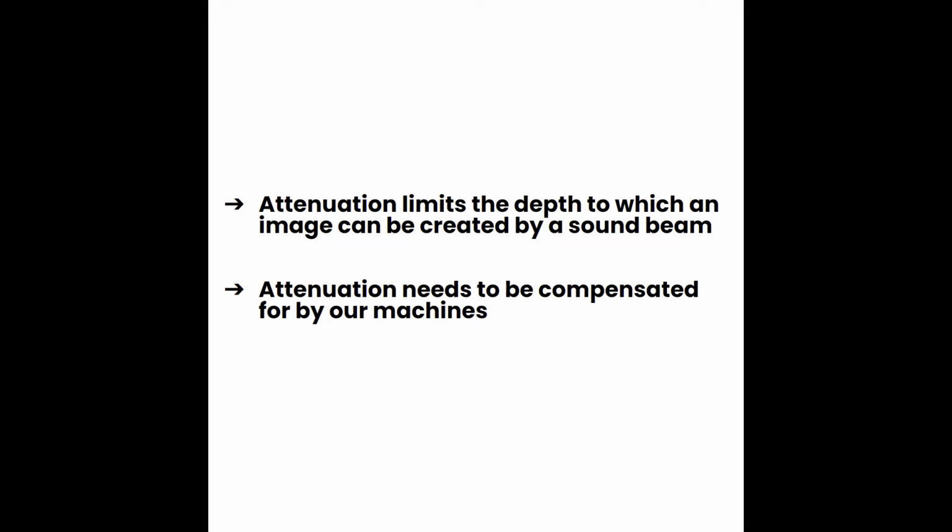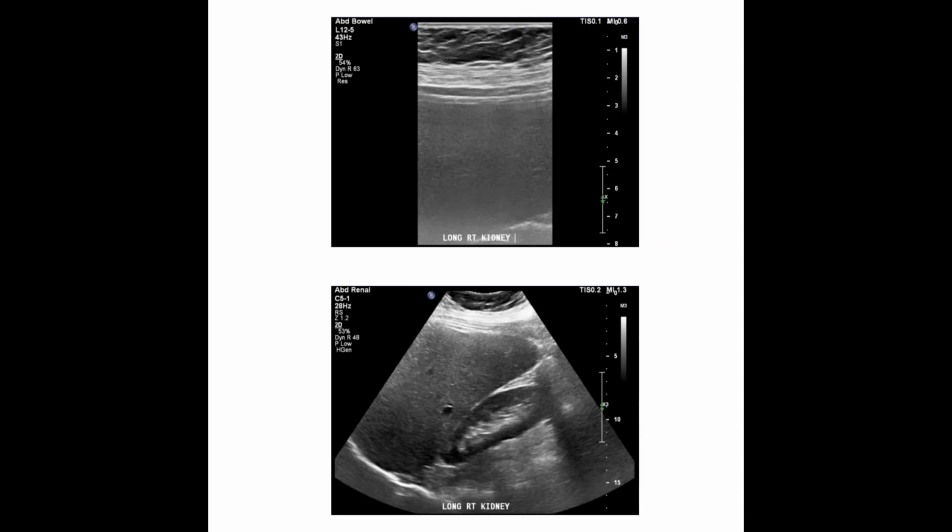There's only so much energy within the sound beam. Once it's attenuated or weakens to a certain point, it is no longer able to return meaningful echoes. For example, in this image here, on the top picture, we have a 12 megahertz transducer. It is only able to image to about 8 centimeters into the body. Compare that to the 2 megahertz transducer underneath, which is imaging very clearly down to 17 centimeters.